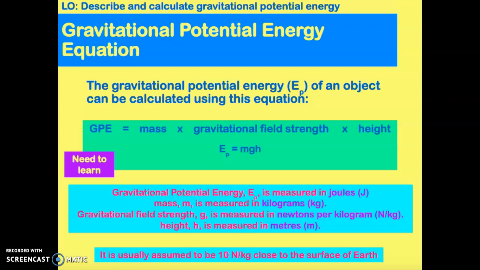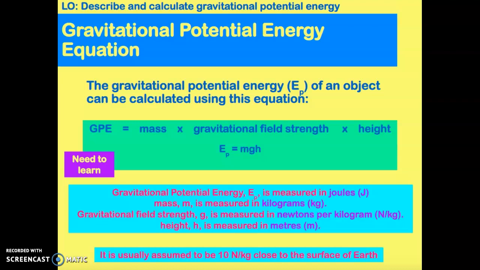So gravitational potential energy, we use the symbol EP for potential energy, and we measure it in joules, like we have measured our kinetic and our elastic potential energy already. Mass we know is measured in kilograms, and it's got the symbol M. Gravitational field strength is newtons per kilogram, and that has the symbol G. And then finally height is measured in meters, and that has the symbol H. So gravitational potential energy is mgh, mass times gravitational field strength times height.